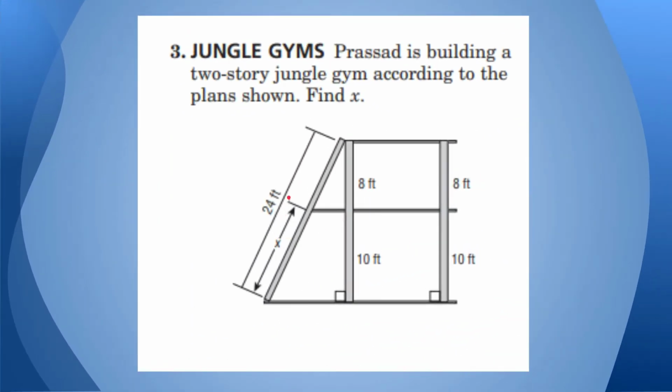Next problem. So we have here the jungle gyms. Prasad is building a 2-story jungle gym according to the plan shown. Find X. So again, here we're working with parallel lines. This time we have 3 parallel lines with transversal lines. Notice that that's exactly what these are, even though these represent real figures in real life, things that are being built, we have lines intersecting other lines.